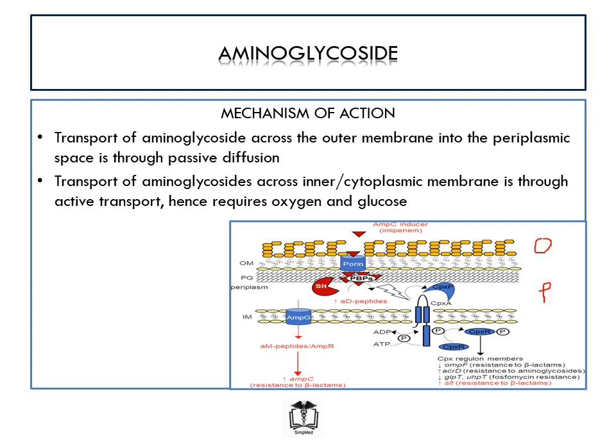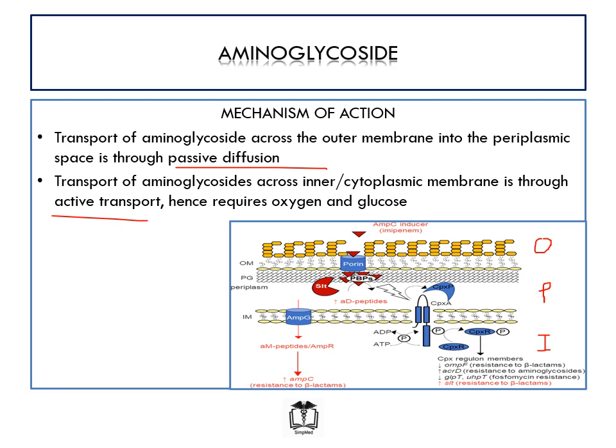So it goes from the outer membrane to the inner membrane through passive diffusion. Then for it to go from the periplasmic space into the inner membrane, this is the inner membrane here, it needs to enter through an active transport. So active transportation is how it goes from the periplasmic space into the inner membrane.